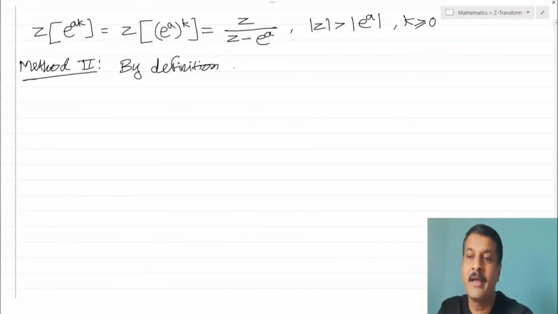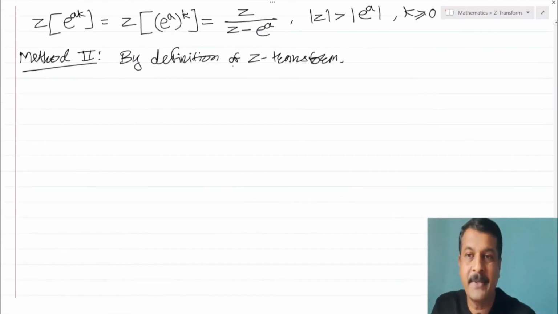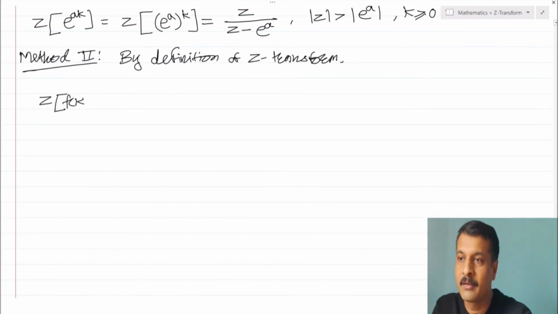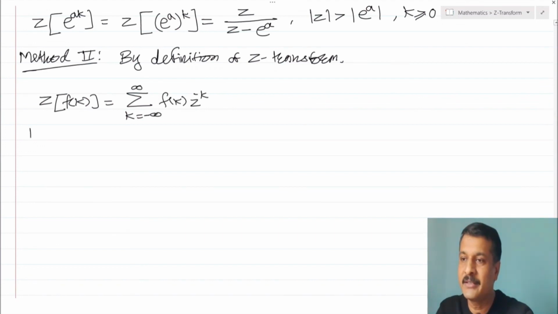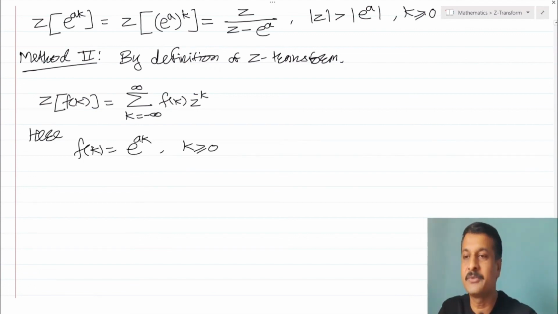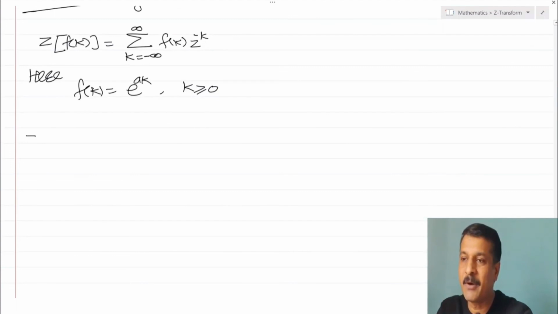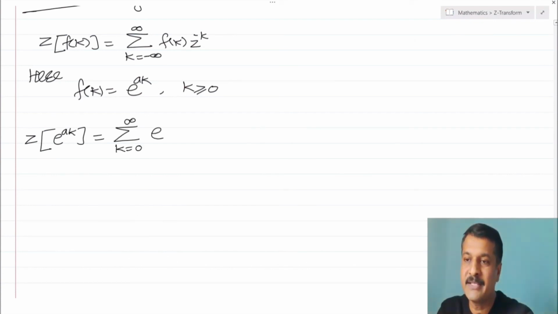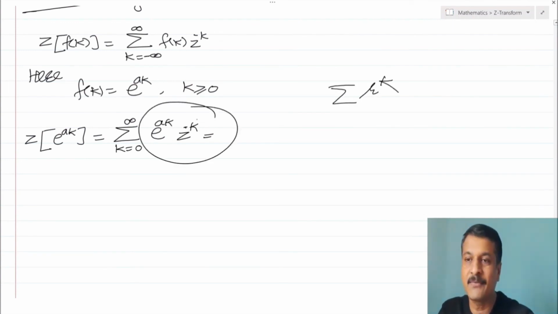Method second, by definition of Z transform, Z transform of f of k equal to summation k varies from minus infinity to infinity f of k into z raised to minus k. So here f of k equal to e raised to ak and k is greater than or equal to 0, and therefore I am getting Z transform of f of k means e raised to ak, that is equal to summation, now k varies from 0 to infinity, f of k means e raised to ak and z raised to minus k. As we have to use the r raised to k summation formula, that is why you write this in the form of r raised to k.